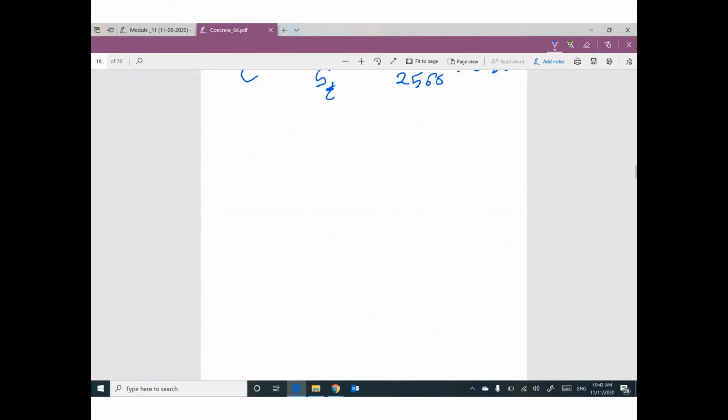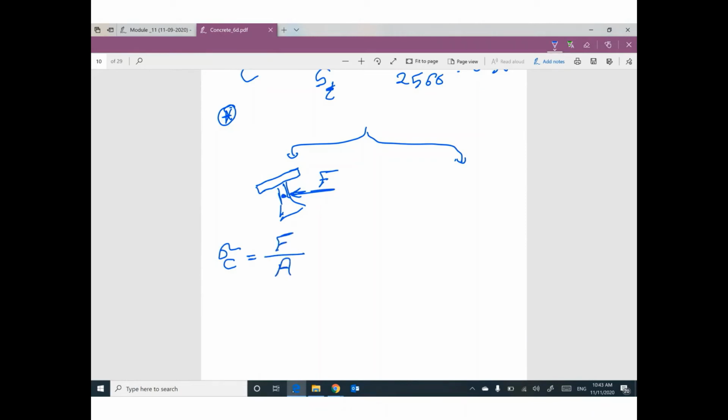Second one, I will assume this cross section with force F concentric. Your sigma, which is compression, equals this force divided by the area of the cross section, and the stress will be uniform, plus this cross section under the effect of a moment. This moment equals F times eccentricity. So your moment in this case will equal the force F.